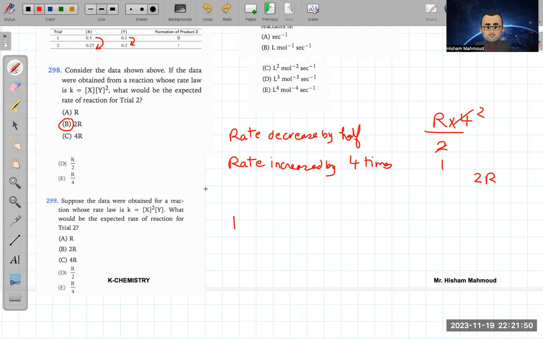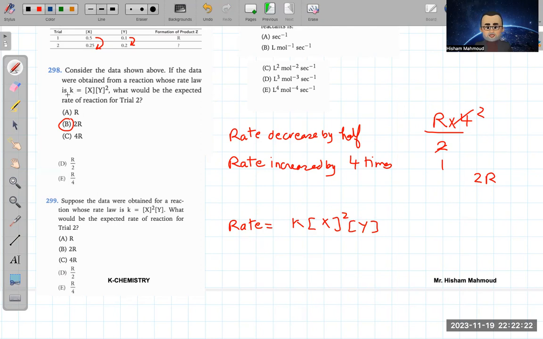You are trying to find this rate law. Suppose the data were obtained for a reaction whose rate law is equal to K times x squared. What would be the expected rate of the reaction for trial 2? So what is the rate? This is K. You said x squared y, right? Yeah. And what would be the rate equal to?